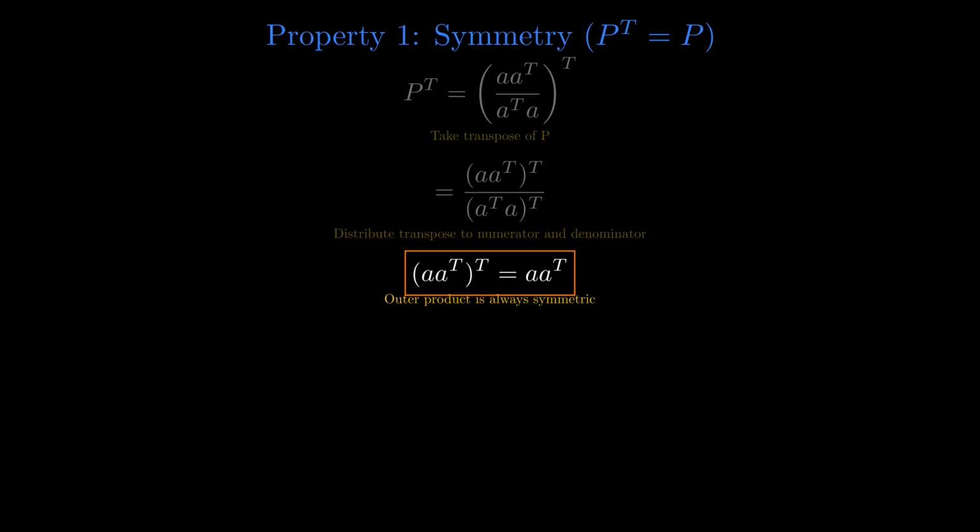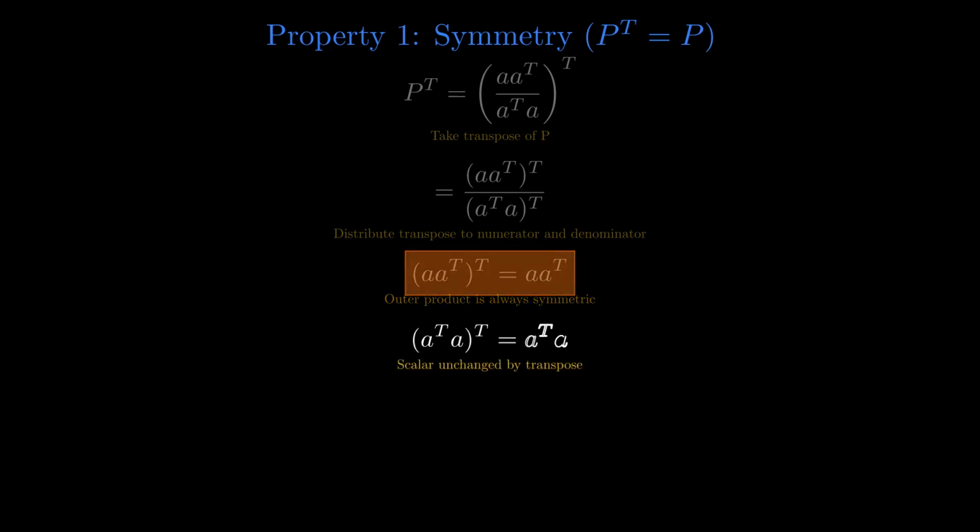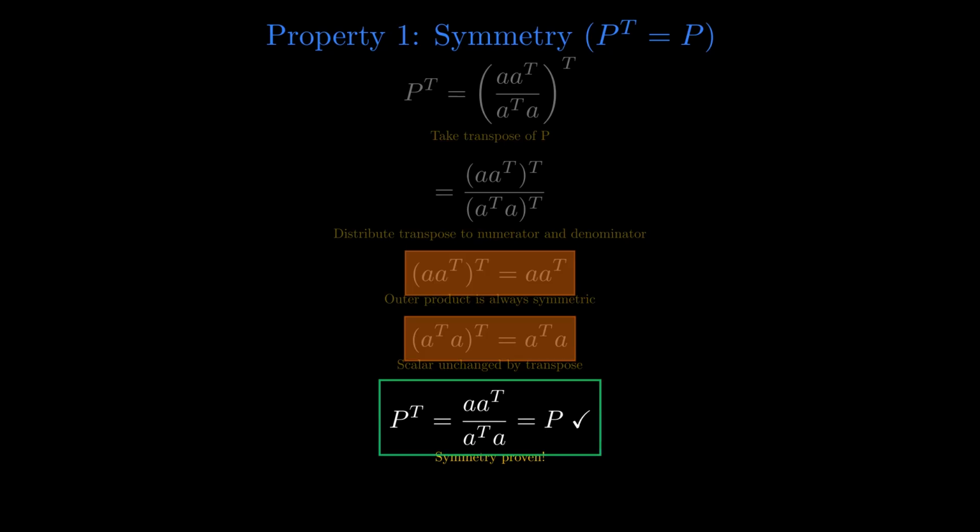The outer product of a vector with itself is always symmetric, and the denominator, A transpose A, is just a scalar, so it's completely unchanged by transposition. Putting it all together, P transpose equals A A transpose over A transpose A, which is exactly P. So P transpose equals P, confirming symmetry.